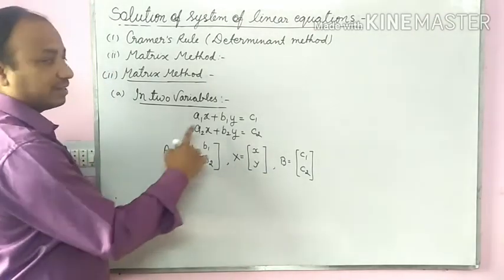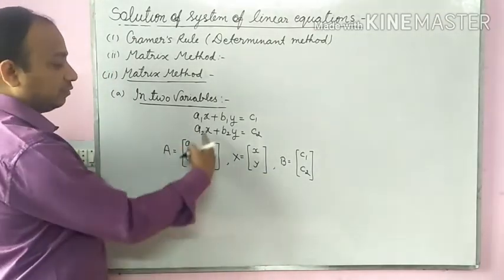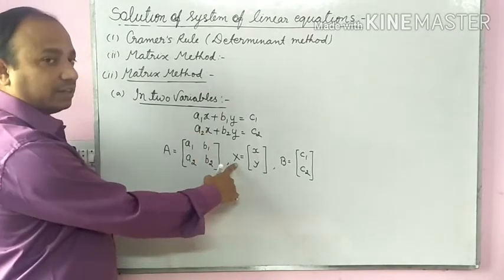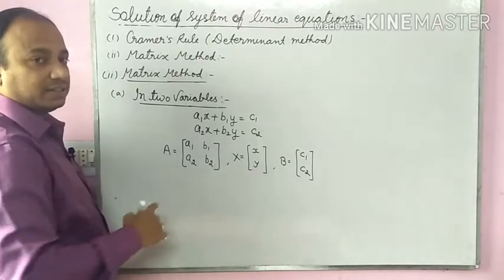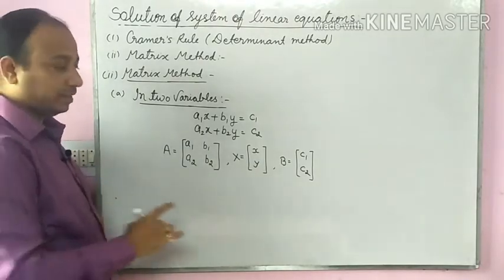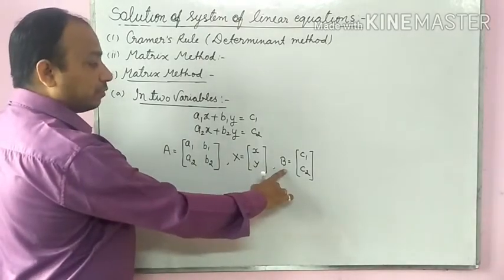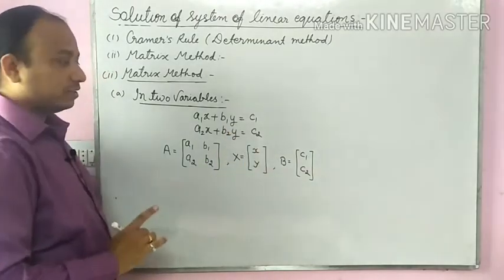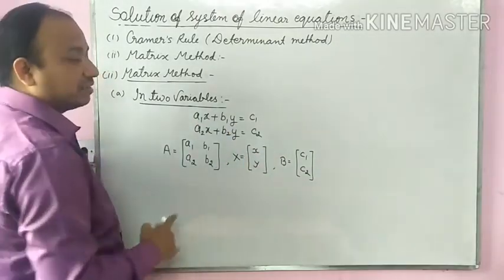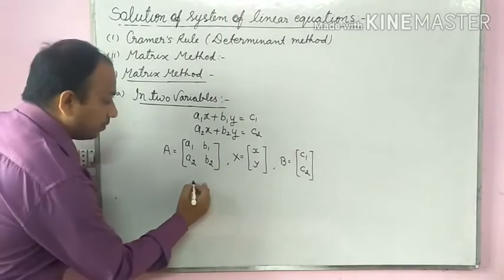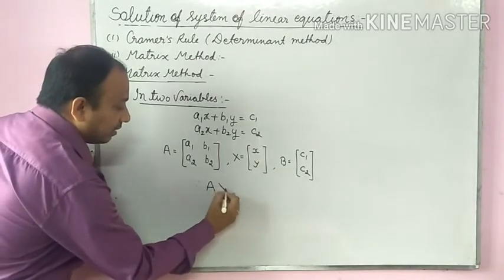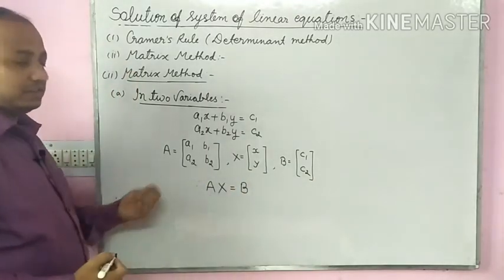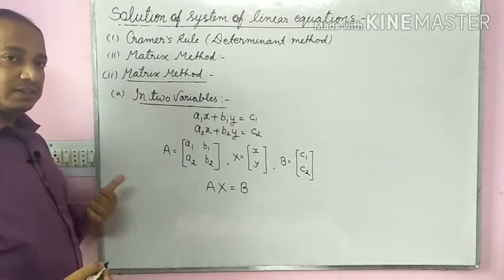Matrix A is formed from the coefficients of x and y: a1 a2 b1 b2. Matrix capital X is formed from the variables, and the variables are arranged in the form of a column matrix. And matrix B is formed by the constants and is also arranged in a column matrix. So these three matrices are arranged in the form of Ax equals B. We can arrange these three matrices in the form Ax equals B.